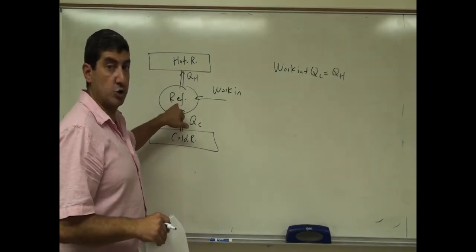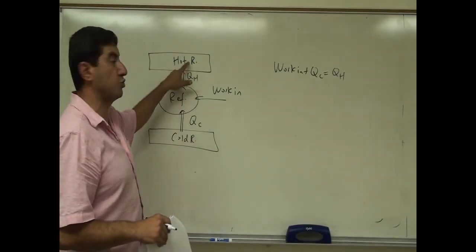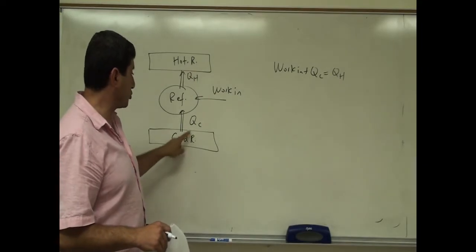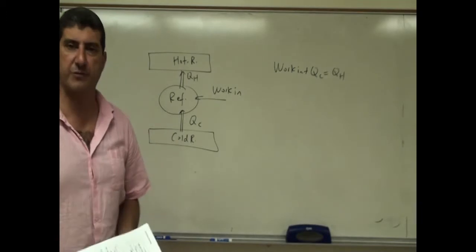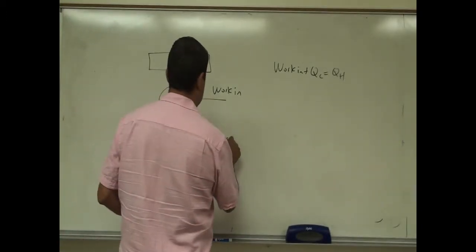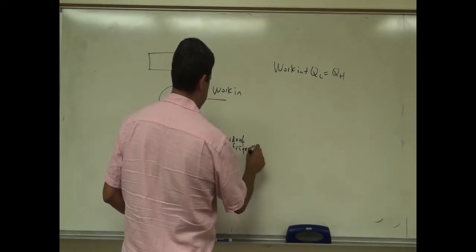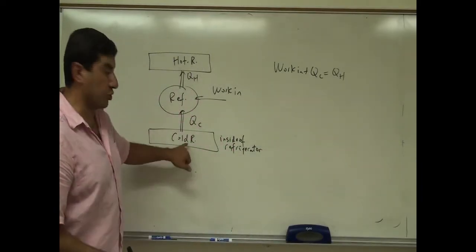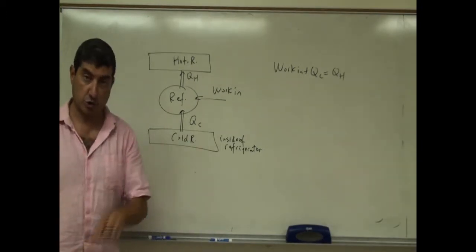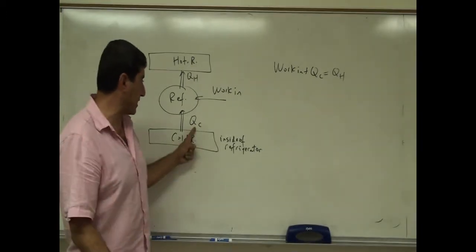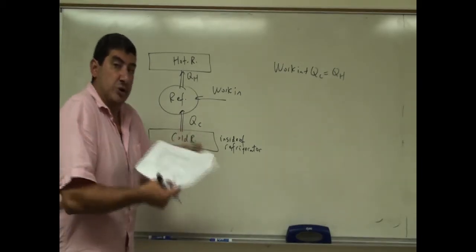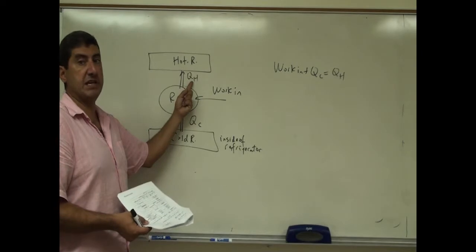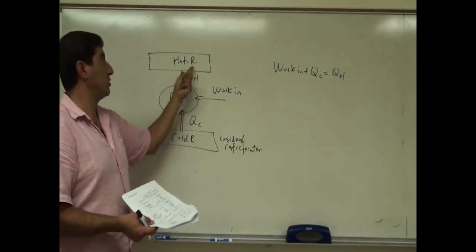In the refrigerator, the goal is not to dump heat into your room, but its goal is to extract heat from the cold reservoir, and the cold reservoir is inside of the refrigerator. And you want to make the cold reservoir even colder. So the goal of the refrigerator is extracting heat from the cold inside of the refrigerator. But by doing that, what is it doing? It's dumping unneeded heat to the hot reservoir.